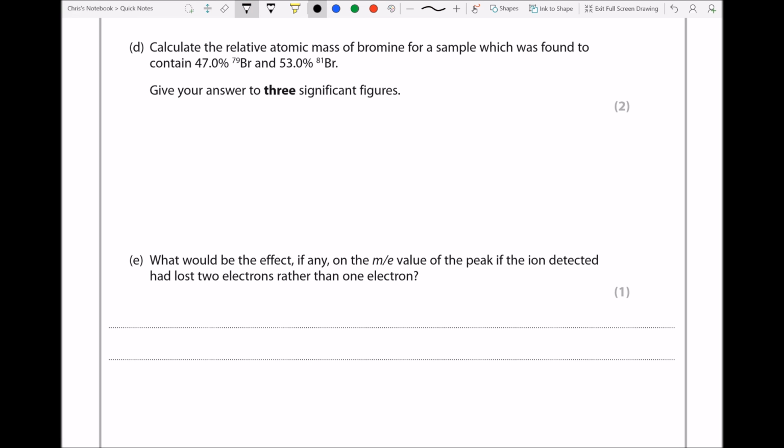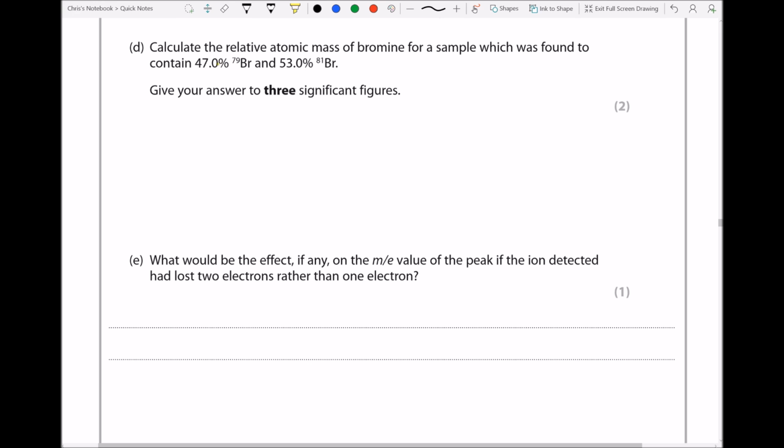All you have to do is multiply the percentage abundance by the relative atomic mass of the isotope. So basically, it's going to be 47 times 79 and 53 times 81. We add those two sums up and divide by the total percentage abundance, which, if we add these two up, will be 100%, obviously.